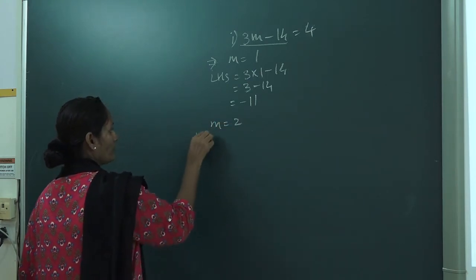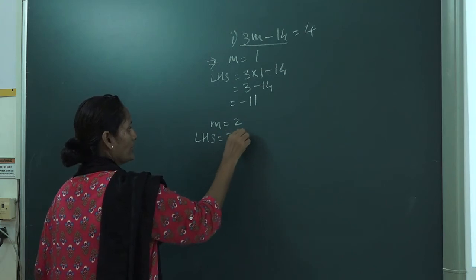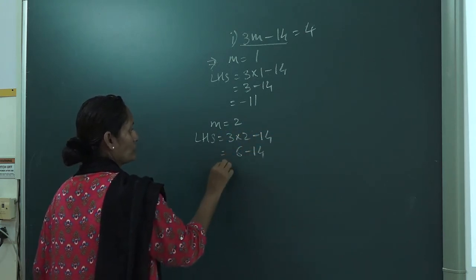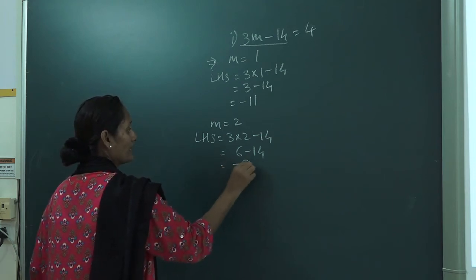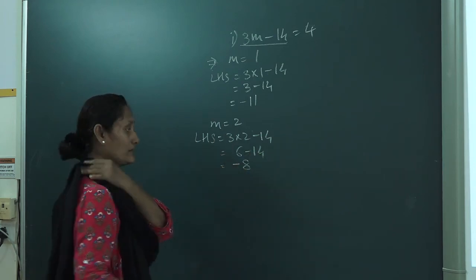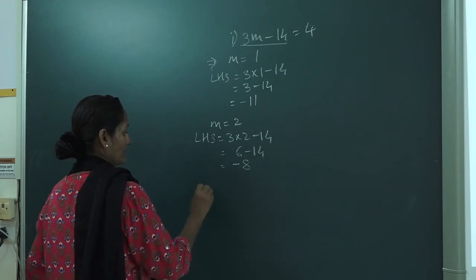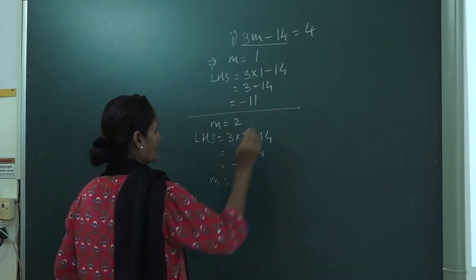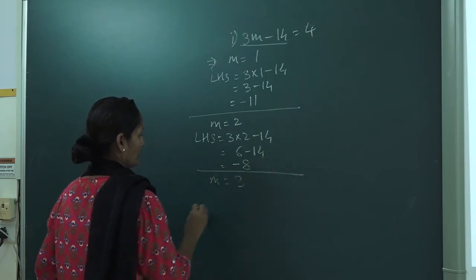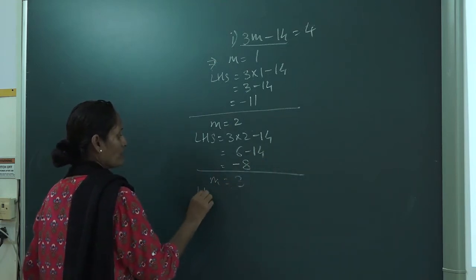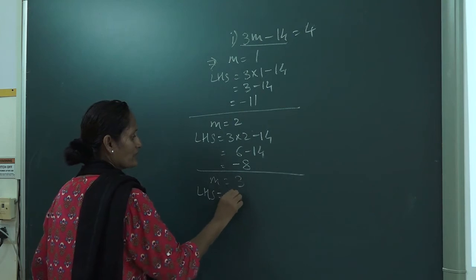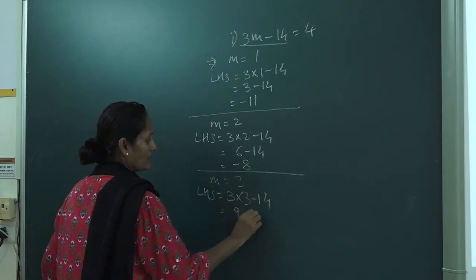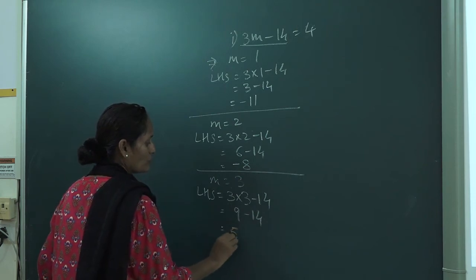Now let me go with 2. What will be my LHS? 3 into 2 minus 14. 3 twos are 6, 6 minus 14, which is going to be minus 8 because 14 is greater. If m equals 3, what will be my LHS? LHS will be 3 into 3 minus 14. 3 threes are 9, 9 minus 14, which equals minus 5.